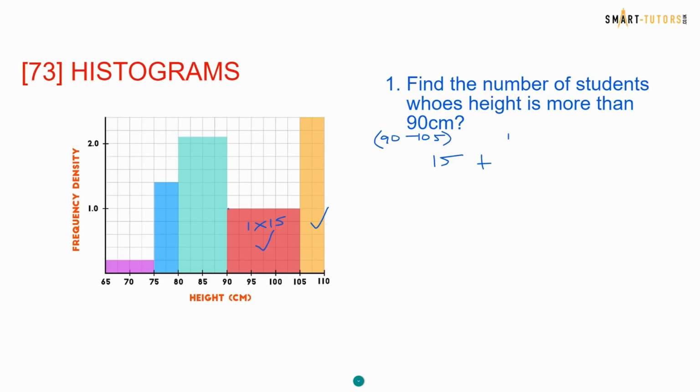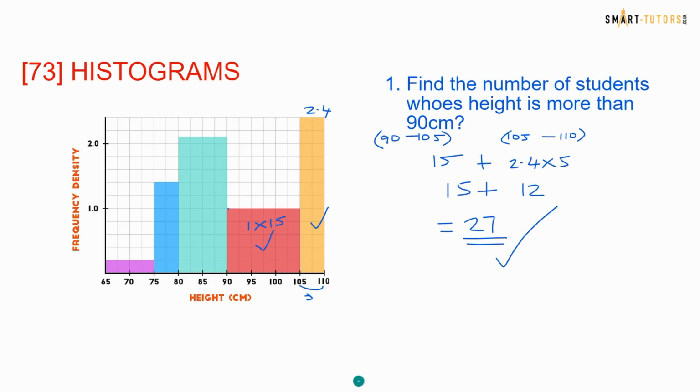Then 105 to 110, how many people? The class width is 5, and the frequency density is 2.4. So 2.4 times 5 is 12. So 12 plus 15 is 27. This is the answer for topic 73.